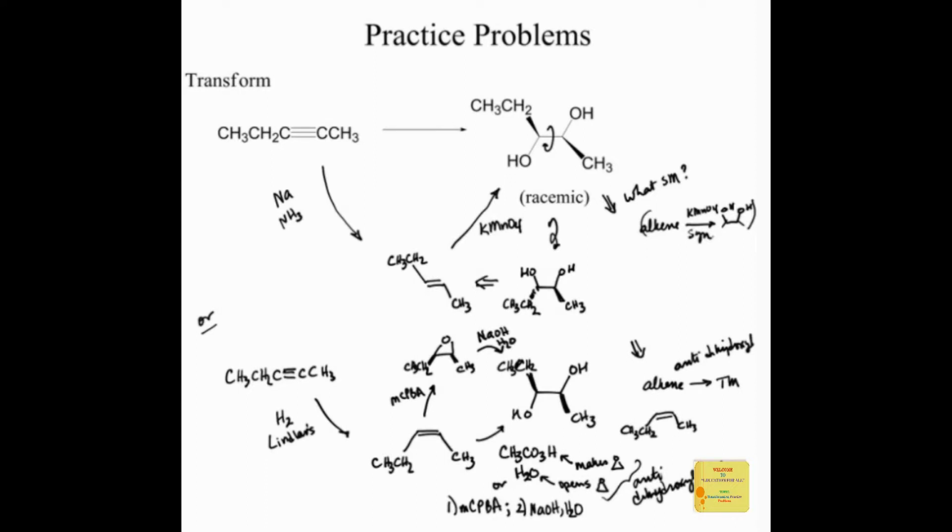So there are a few different ways to get this particular stereochemistry, and both options are possible because we know how to go from the alkyne to either the cis or trans alkene, and we also know how to add two OHs either with a syn mechanism or with an anti mechanism. So that's why we get two possible routes here.